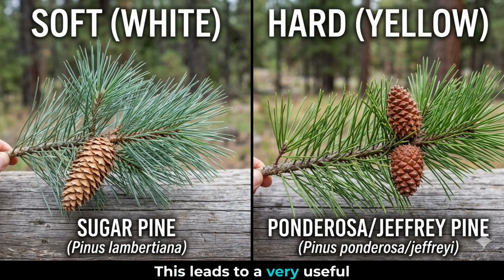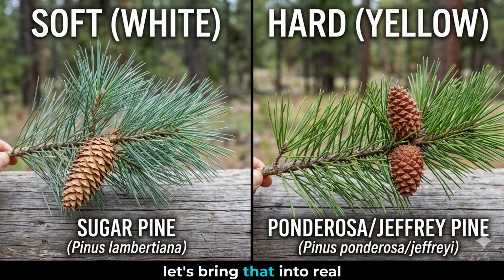This leads to a very useful way of grouping pines: soft pines and hard pines. Soft pines, often called white pines, usually have 5 needles per bundle. Hard pines, often called yellow pines, usually have 2 or 3 needles per bundle. It's not a perfect system, but it gives you a fast way to narrow down what you're looking at when you're standing under a tree.